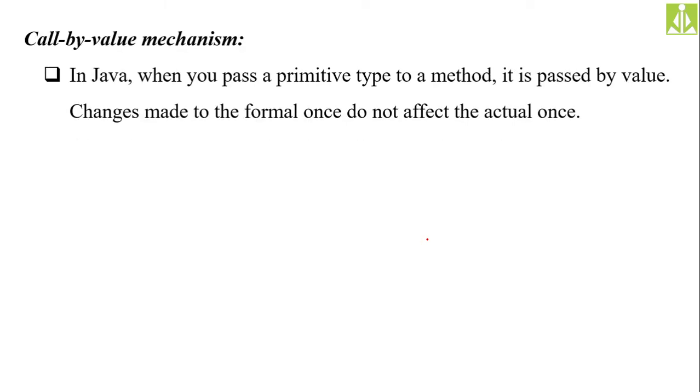Okay, the call by value mechanism: when you pass a primitive type to a method, it is passed by value only. So whatever primitive types we have, like integer, float, double, byte, short, all those things, if you pass those primitive types, they will be passed using the pass by value mechanism or call by value mechanism. We can also call it pass by value. Changes made to the formal parameters do not affect the actual ones. Remember this one. This is the call by value mechanism.